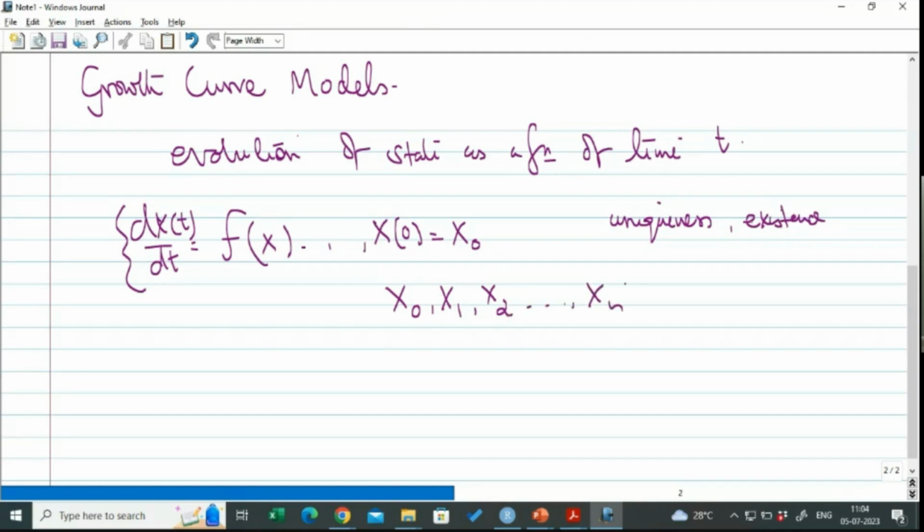So these are the observations that we have collected at different time points. This is my data. How can we calibrate these differential equations, or estimate the parameters in these differential equations, using this data?